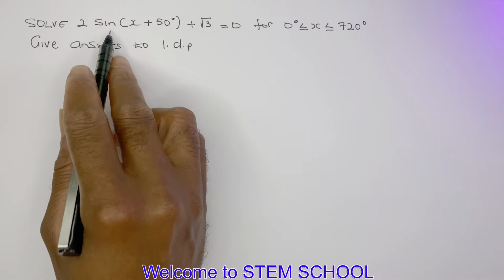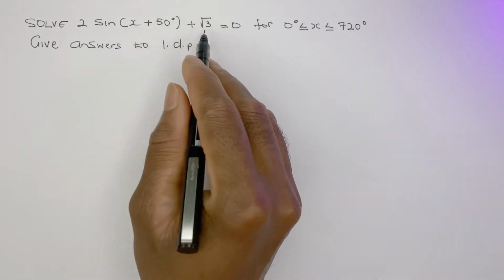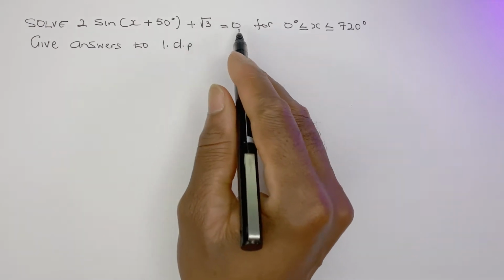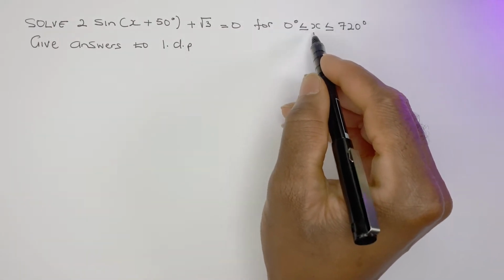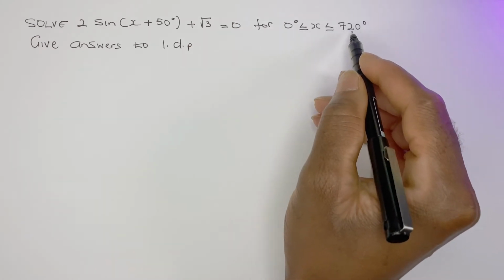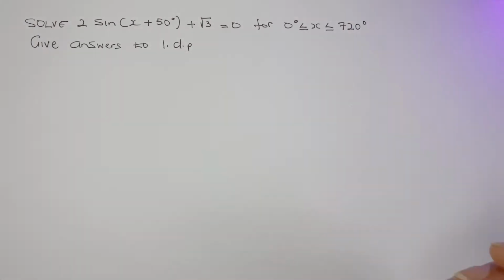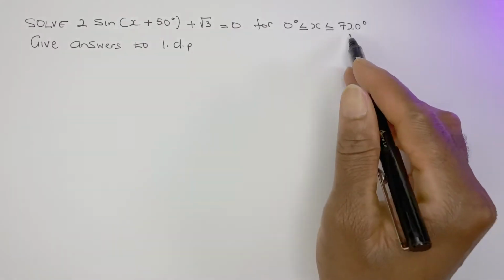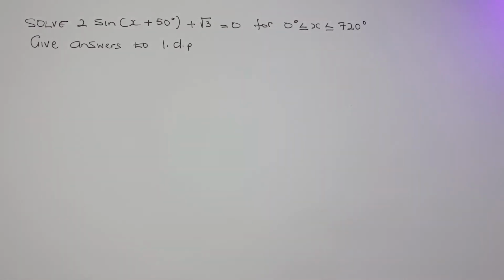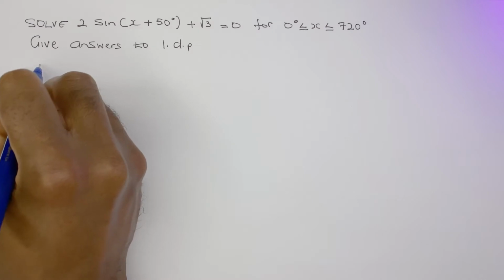Solve 2 sine open bracket x plus 50 degrees close bracket plus root of 3 equals 0 for 0 degrees less than or equal to x less than or equal to 720 degrees. So that is between 0 degrees and 720 degrees. That's 2 periods of the sine function, 4 pi. So the best is to solve for this x.